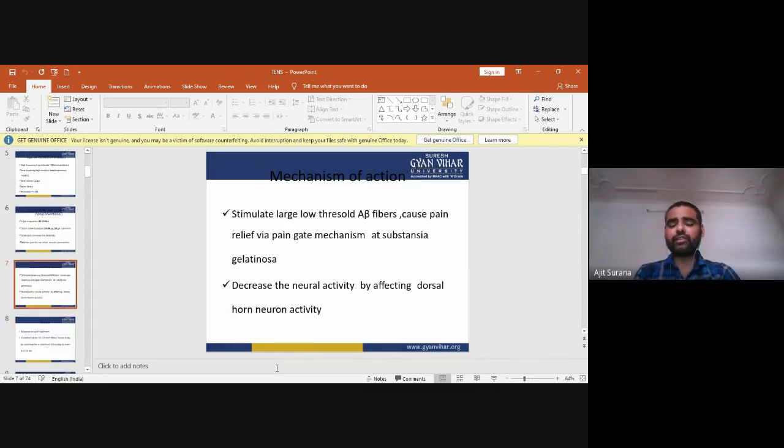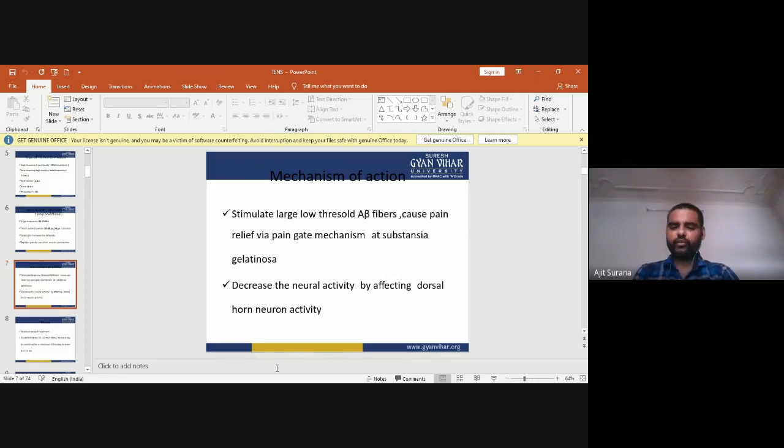Now the mechanism of action of high frequency TENS. It mainly stimulates the large low threshold A-beta fibers. They cause pain relief via the pain gate mechanism at the substantia gelatinosa. Now they decrease the neural activity by affecting dorsal horn neuron activity.